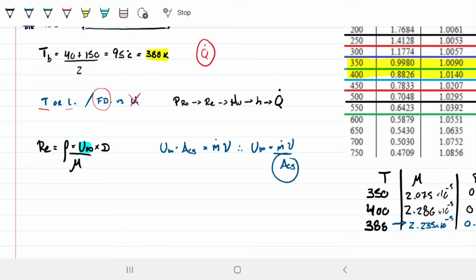The cross-sectional area is pi r squared, or pi d squared over 4, and the specific volume is the inverse of the density, so we could write it that way if I wanted to. I'm just substituting that in, and we end up with another way of calculating Reynolds, which is just 4 times the mass flow rate divided by the dynamic viscosity, pi, and the diameter. I did this before, so I'm not going to spend a lot of time here. So 4 times my mass flow rate.